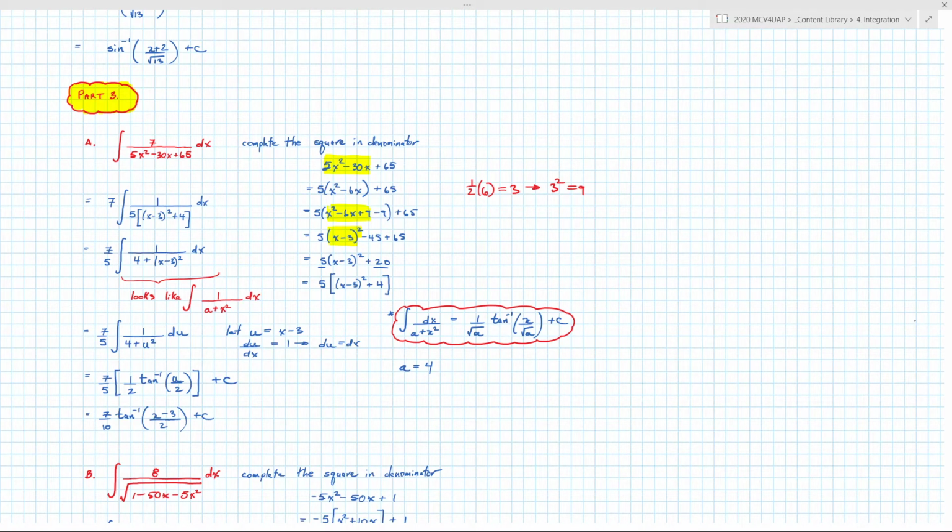Are there any questions on that example, on completing the square or any of that? Why we're doing that?